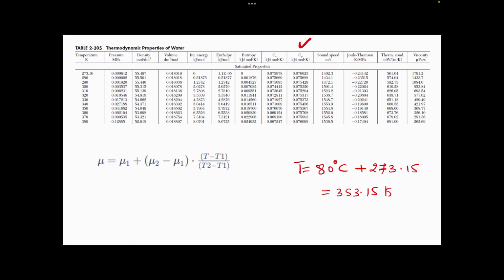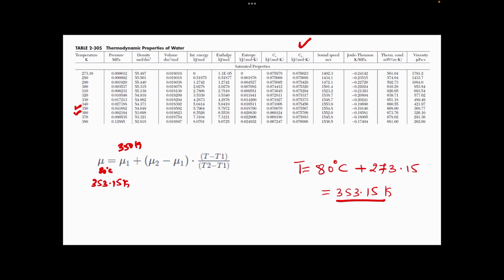Now if you see in this particular table, 353.15 Kelvin is not there. There is a value for 350 and there is a value for 360, but there is no value for 353.15. So what we are supposed to do, we employ something called interpolation. We can interpolate the data between these two data sets and obtain the value at 353.15. So what is the formula for interpolation? That is mu at 80 degrees centigrade, or 353.15 Kelvin. Mu1 is at 350 Kelvin, and mu2 is at 360 Kelvin.